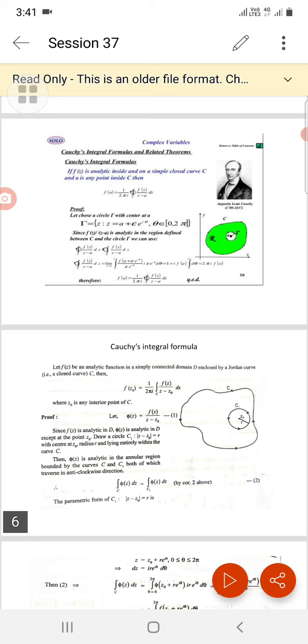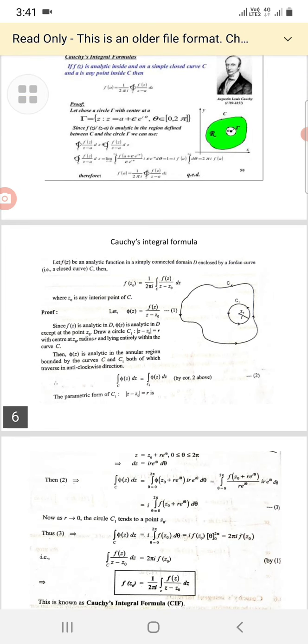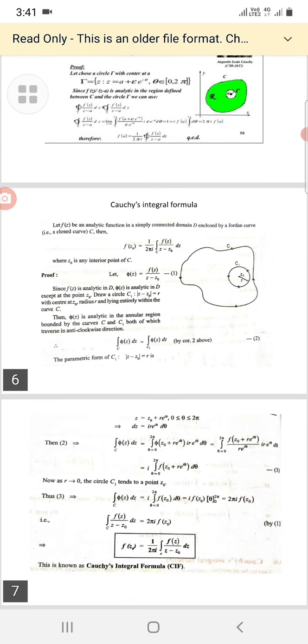How do we go about the proof of the theorem? As we know, it was derived by one of the mathematicians, and that mathematician's name we already know: Cauchy. Using his name, the formula is defined.